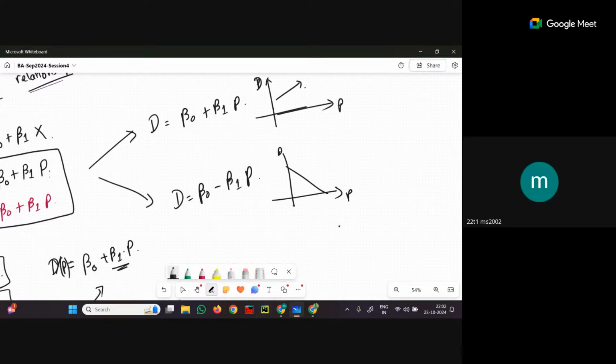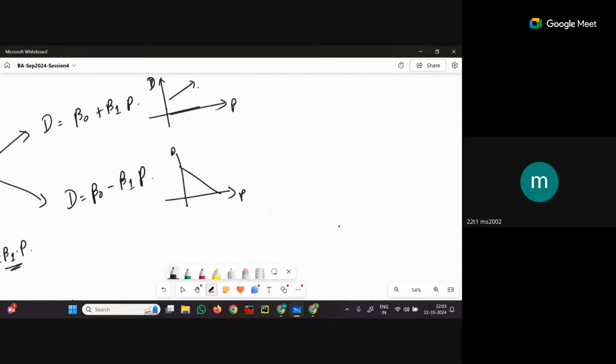Okay, and what I'm trying to say is, if you get a regression equation that looks like this, the epsilon is beta 1 into p by D naught minus beta 1 into p, and in this case it's going to be minus beta 1 into p by D naught minus beta 1 into p.